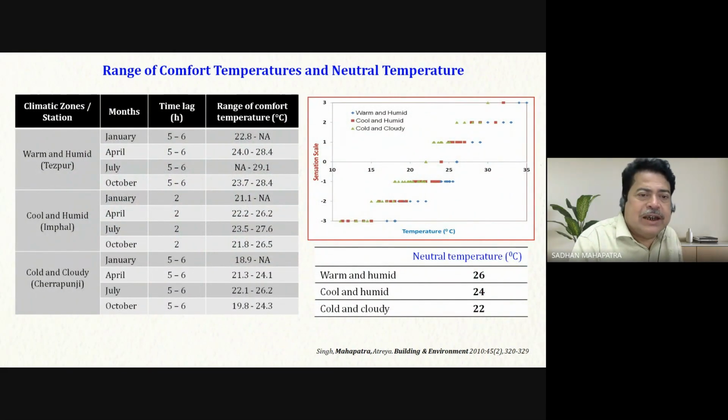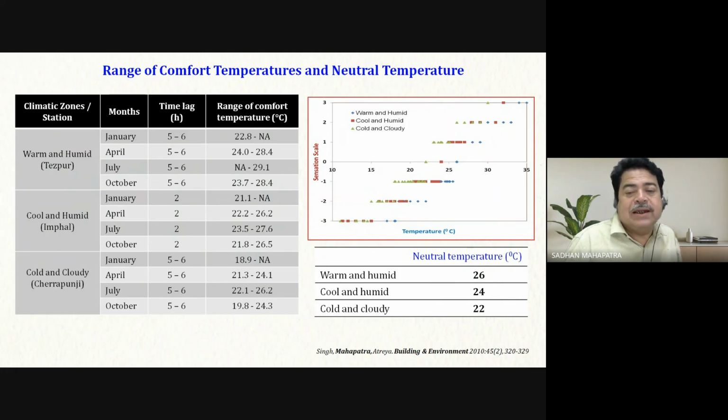Based on this understanding, we try to understand what the time lag is, and based on the thermal sensation scale, we try to find out what the comfort temperature is. We plot all this, and at the end, if I need a single number: for a warm and humid climate like Tezpur, people feel comfortable, or the temperature is neutral, meaning people don't feel cold or hot, at 26 degrees. Cool and humid is 24 degrees and cold and cloudy is 22 degrees.